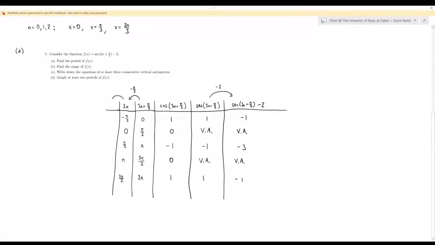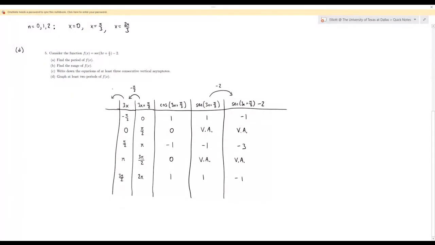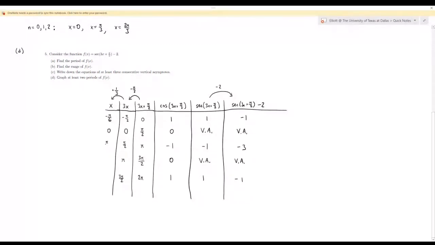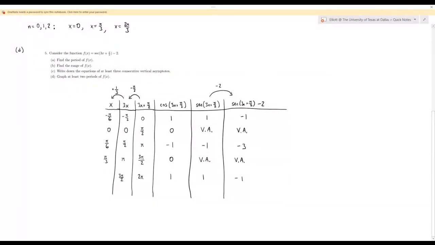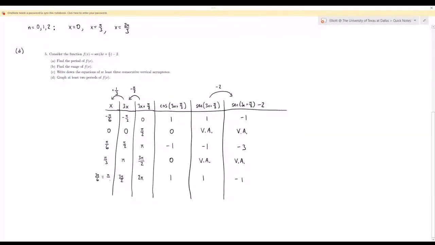And then I want to solve for x, so I still want to divide everything by 3 or multiply everything by 1/3. So I'm going to multiply everything by 1/3, and that's going to leave us with minus pi over 6, 0, pi over 6, pi over 3, and 3 pi over 6. So I guess we could simplify as pi over 2.